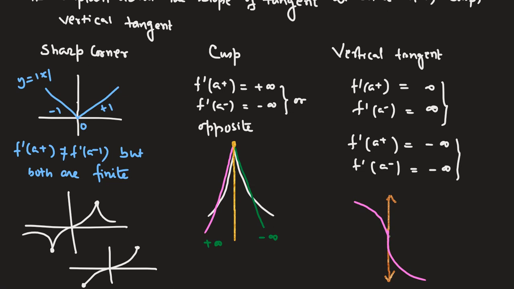If the infinities are opposite, then you get the cusp. If they are not infinity, but finite numbers that are not equal, they generate the sharp corner. But if both are tending to the same infinity, positive or negative, then you are getting the vertical tangent. So these are the basic differences between the sharp corner, cusp and vertical tangents.